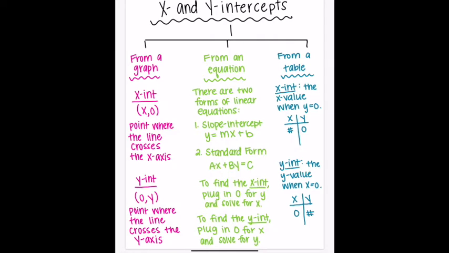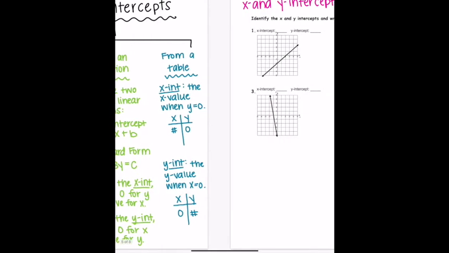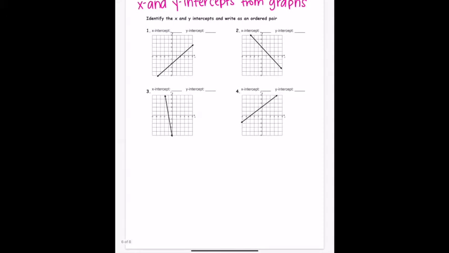So let's start with looking at how to find x and y intercepts from a graph. We're going to identify the x and y intercepts and write them as an ordered pair, which is an xy point. Right, and number 1, the x-intercept, or the point where the line crosses the x-axis, is here, and that point is 2, 0. Because we went right 2, up or down 0.